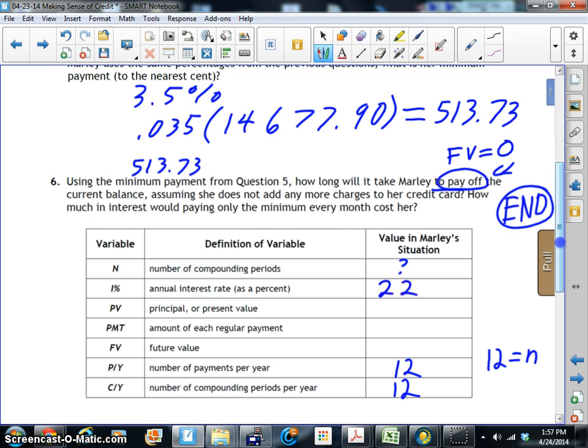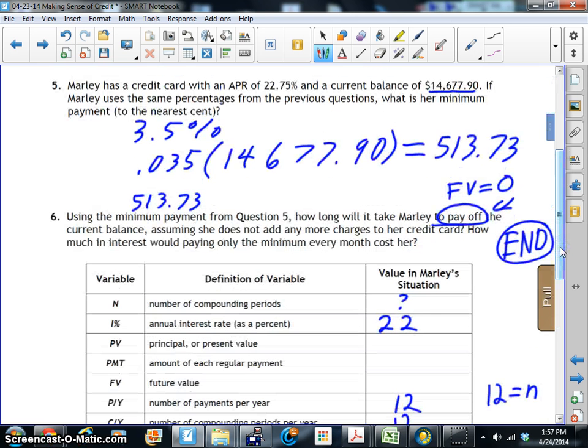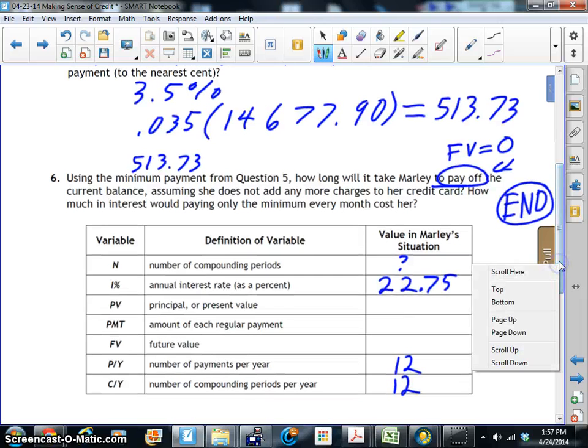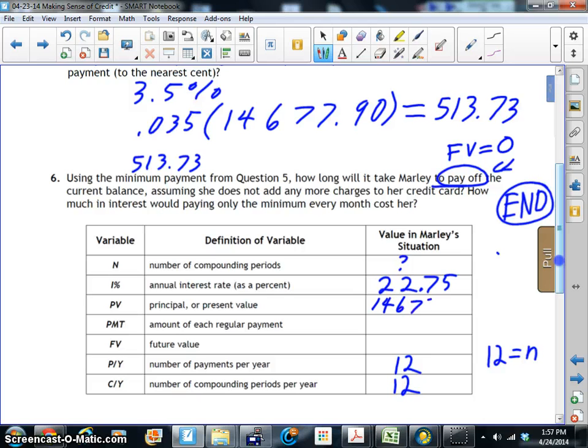Alright, so now we have that. The interest rate was 22.75%. Then we grab the principal, which is the beginning amount right here, 14,677.90. Remember that this is either going to be positive or negative, but in this case it's going to be positive. Payment is a negative 513.73 because it's paying down our principal or PV, present value, and then this right here is 0.